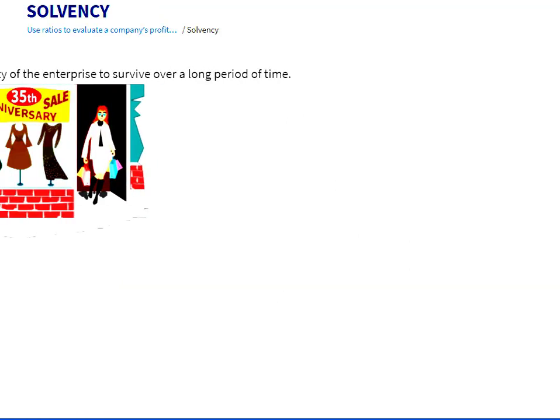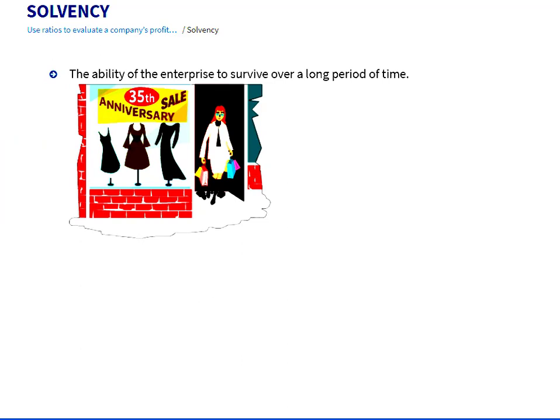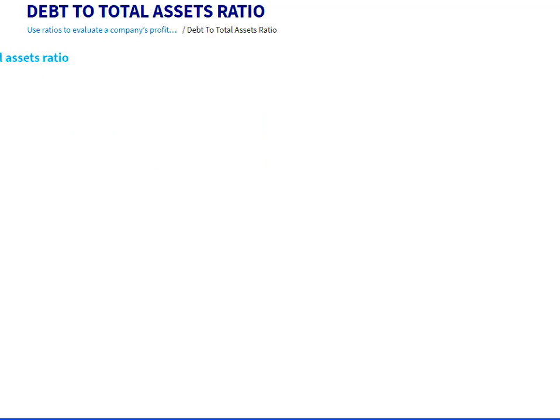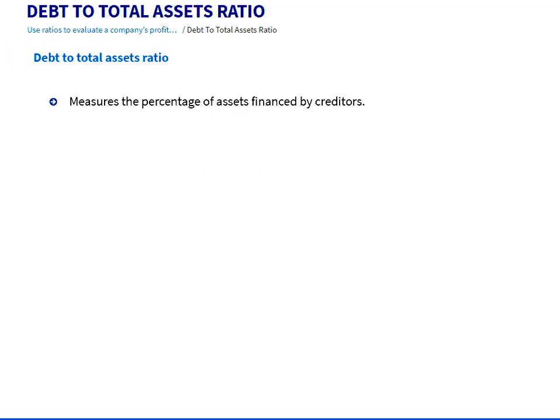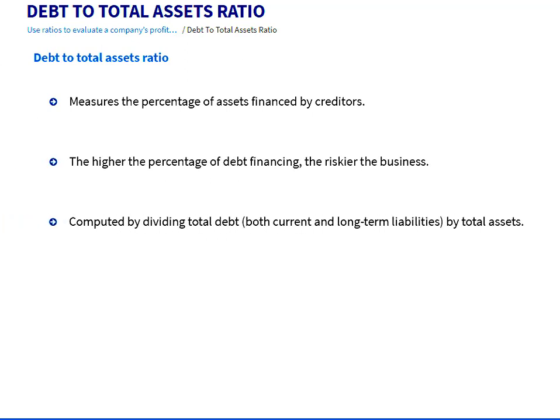Solvency refers to the company's ability to survive over the long term. Debt to total assets ratio is equal to total liabilities divided by total assets.